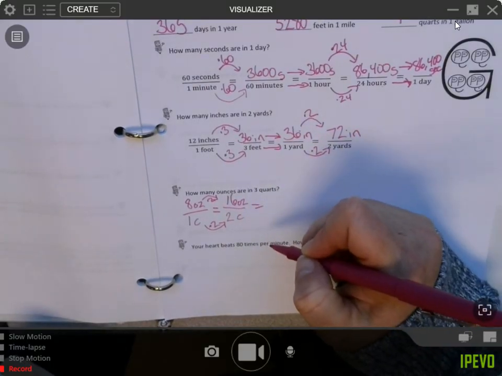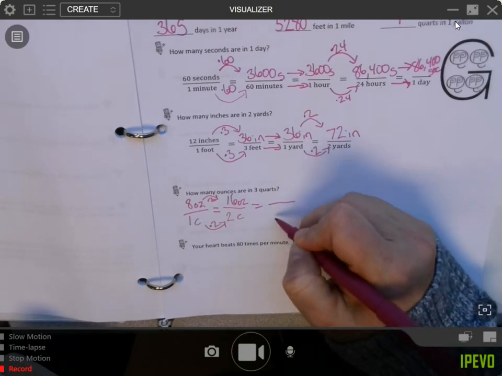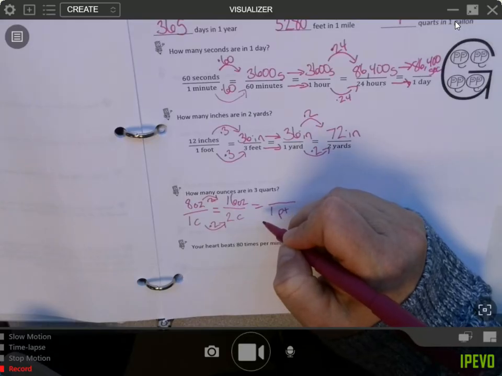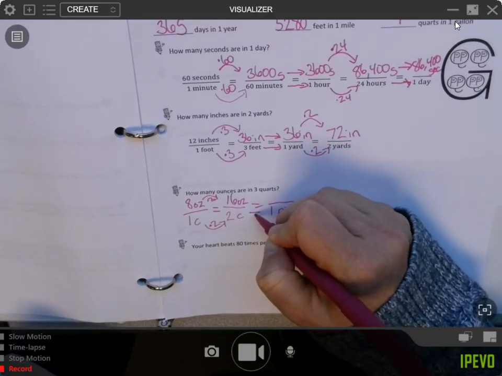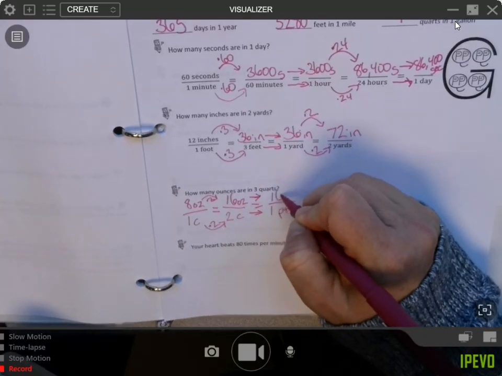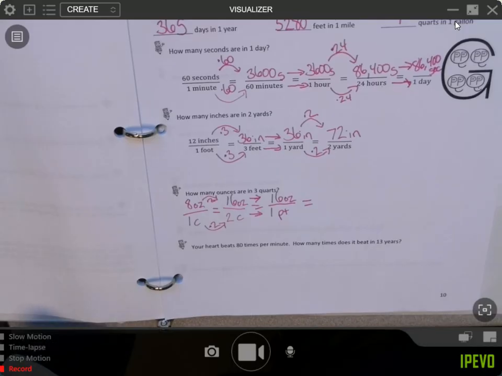What comes next after 2 cups, Christina? 2 cups equals 1 pint. Did I multiply or is that straight across? Straight across. So if that was straight across, my 16 ounces goes straight across. What would I do next?